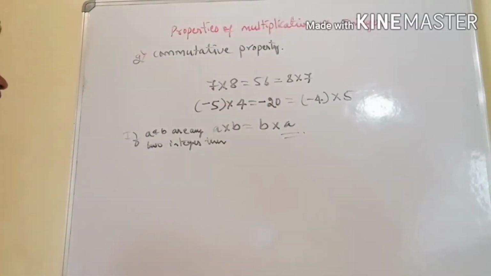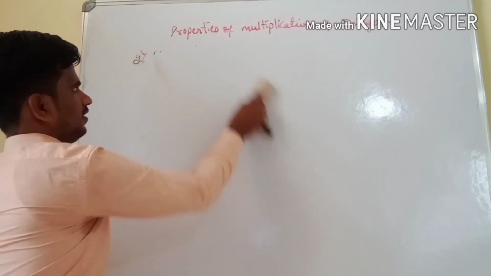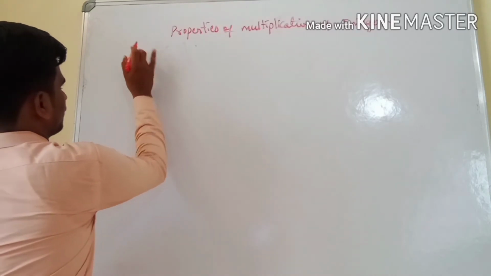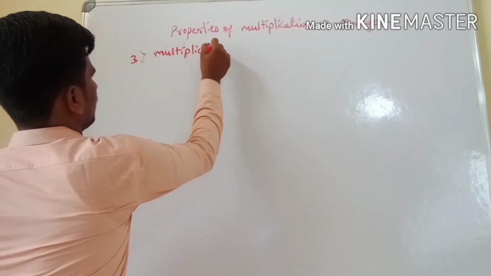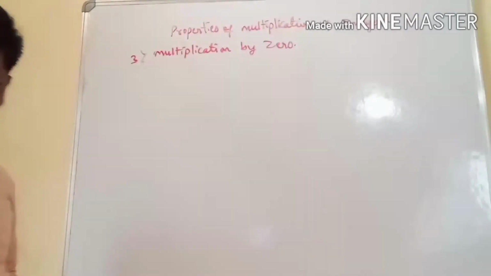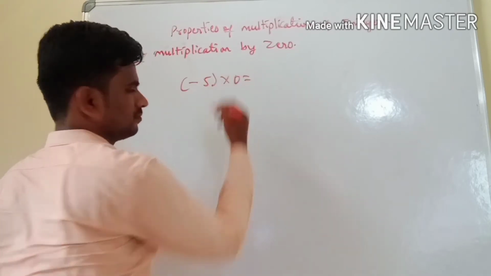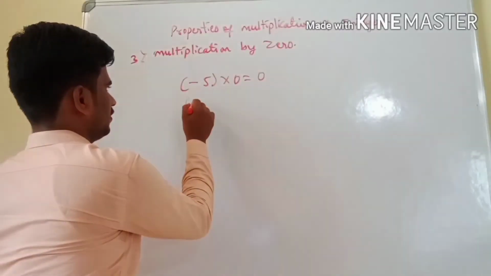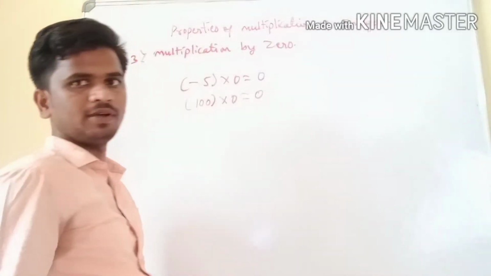Then if you multiply any number by 0, what happens? That is, multiplication by 0. Consider some example. Minus 5 into 0. What happens? If you multiply any number with 0, obviously it is 0. Or you can take 100 into 0. So its value will be 0.